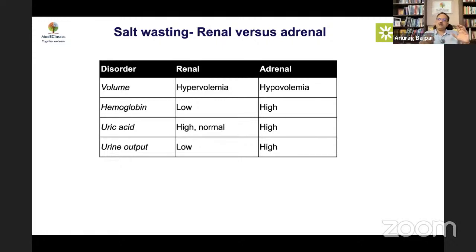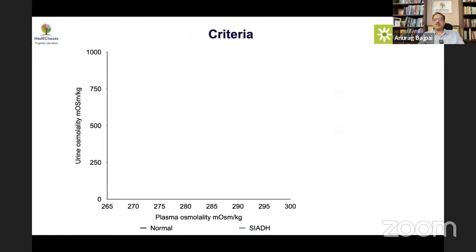So if you're confusing between renal versus adrenal cause in that regard. What about SIADH? SIADH is an important cause and something which is there for chronic hyponatremia. It is one of the most common causes.